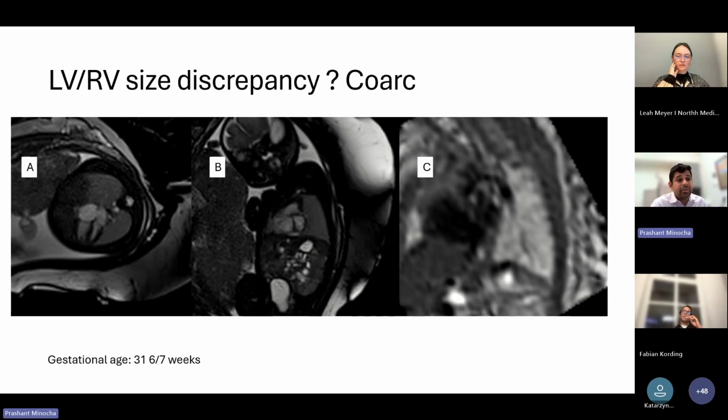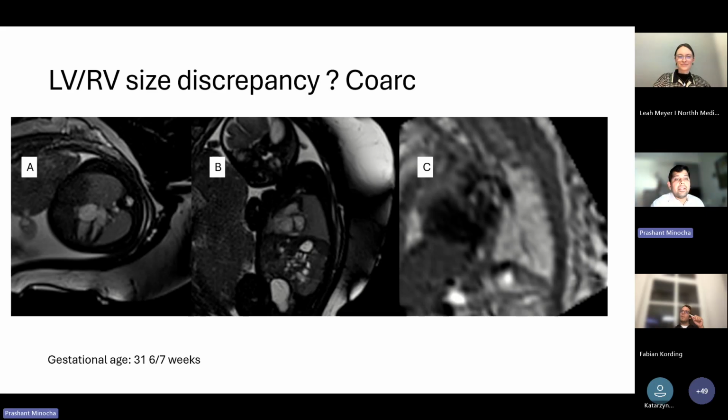Here's another patient who had been seen fetally. There was an LV-RV size discrepancy and a question of a coarctation. This was scanned at 31, almost 32 weeks gestation. Here you could see in the apical 4-chamber horizontal long axis view that the RV was a bit larger than the left ventricle, but the LV is apex forming. Here we were able to get short axis images to calculate volumes.